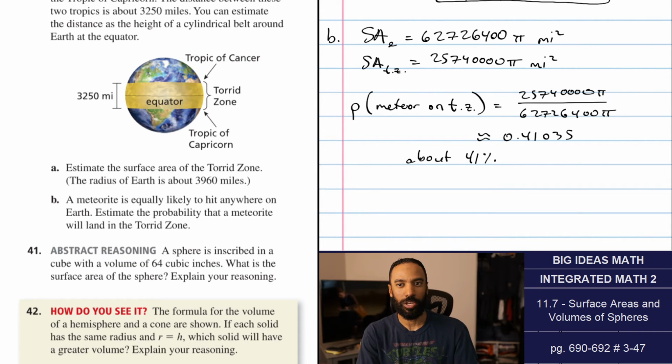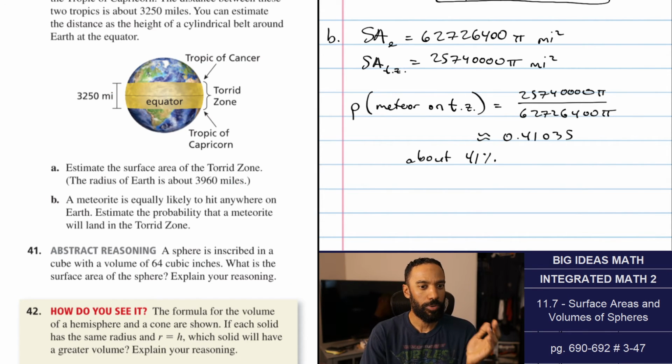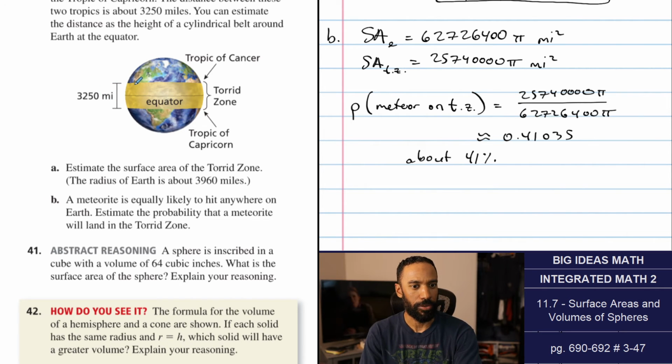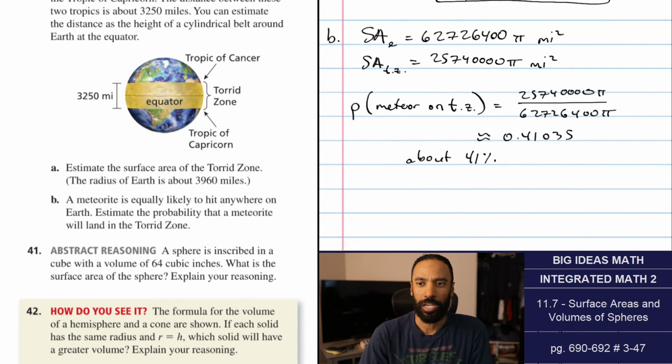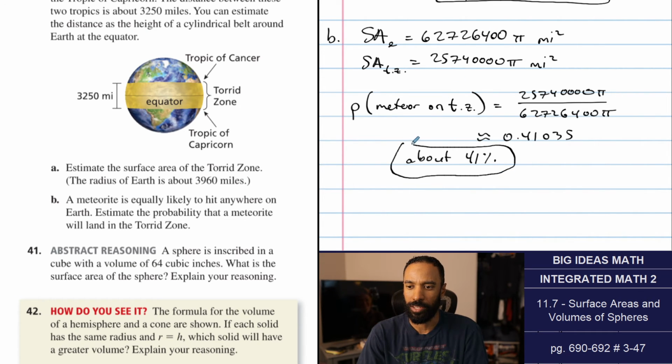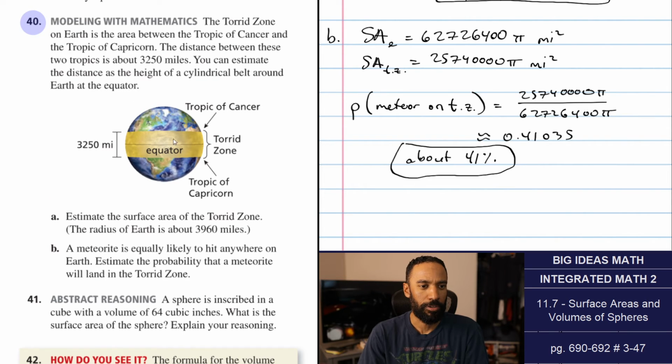You have to understand that when it comes to the torrid zone, you go like, how is this 40% of the entire Earth? You have to understand this is the largest part of the Earth. This is part where the Great Circle is. It shrinks up at the top and bottom so much so that this is about 40% of the Earth. Almost makes sense for that stuff, covering it. So that's what I'm going to say, about 41% based on calculating that there. That is part B for number 40.